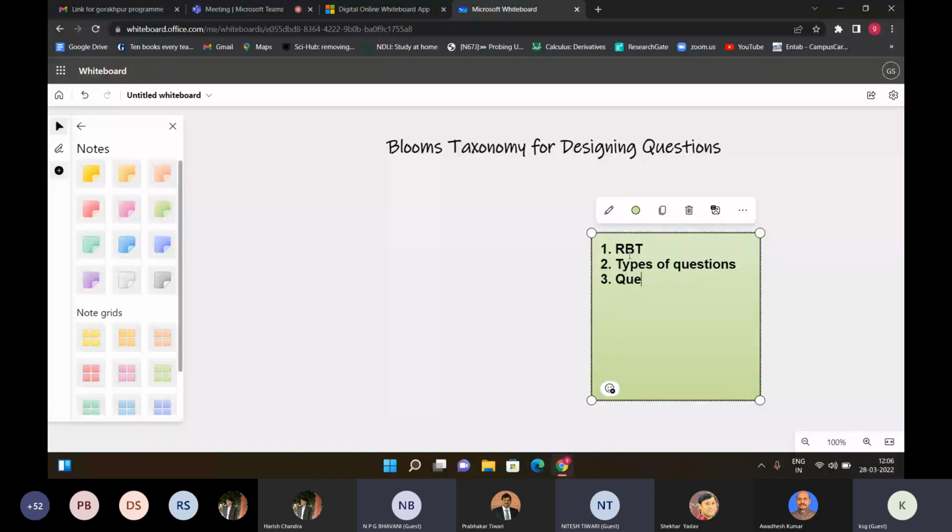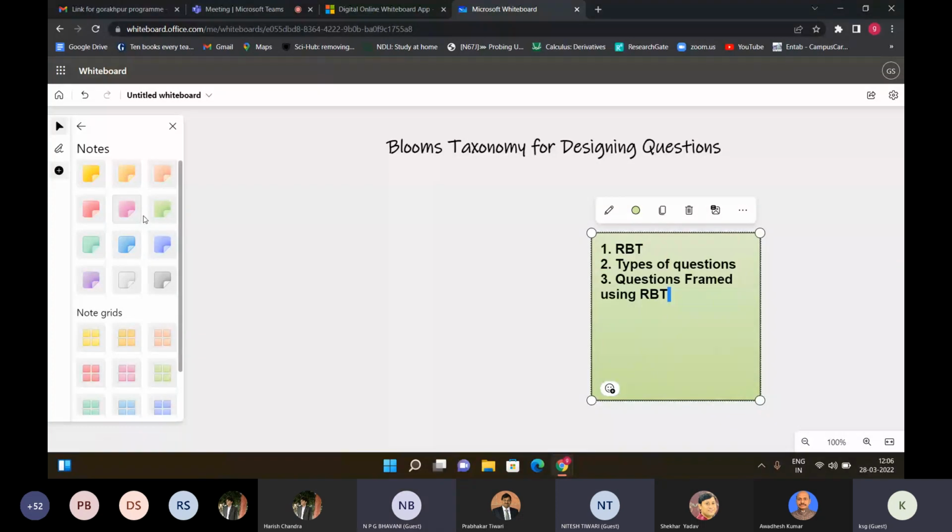So how the questions are being framed using Bloom's taxonomy. These are the three important topics, or the subtopics, I would rather say, that will be discussed in detail for the next 90 minutes or so. So let us go on to the first one.